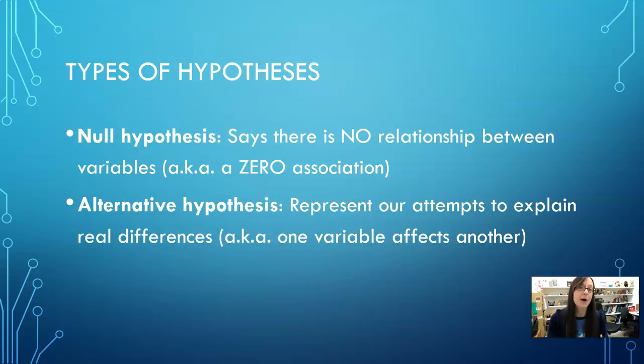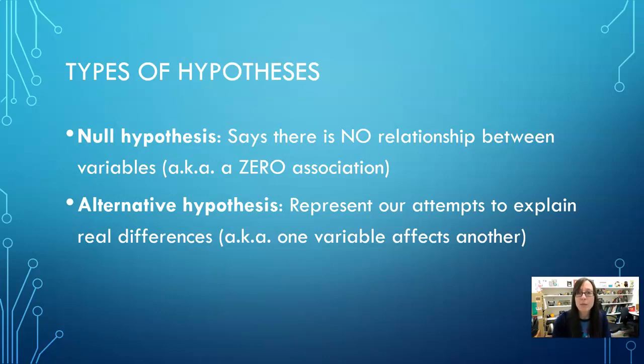So the alternative hypothesis is kind of like the real hypothesis, what you really are trying to determine, or the relationship you really think exists between your variables. So it's that attempt to explain those real differences. So you're saying one variable affects another in some predictable way. So the alternative hypothesis is typically the one that you would see as the main focus point. This is what we're trying to determine.